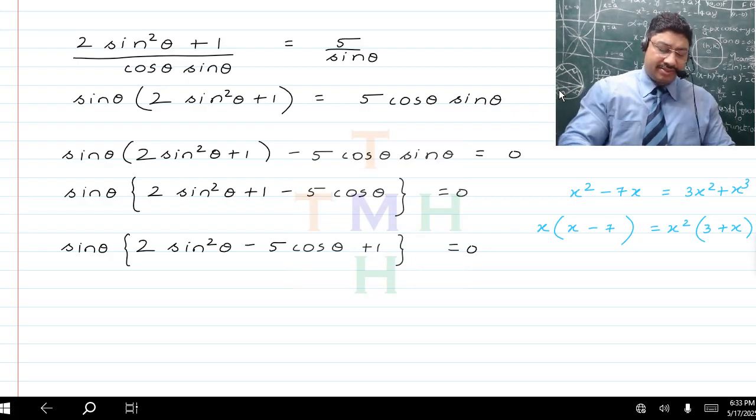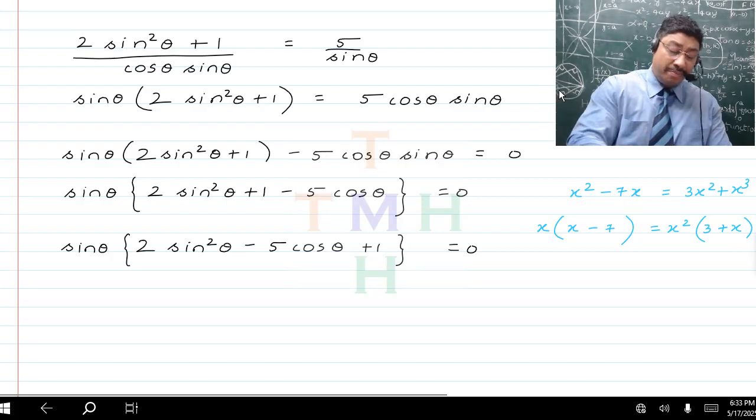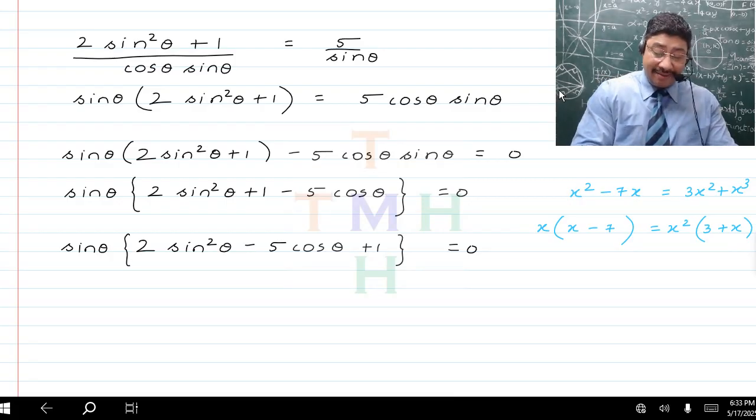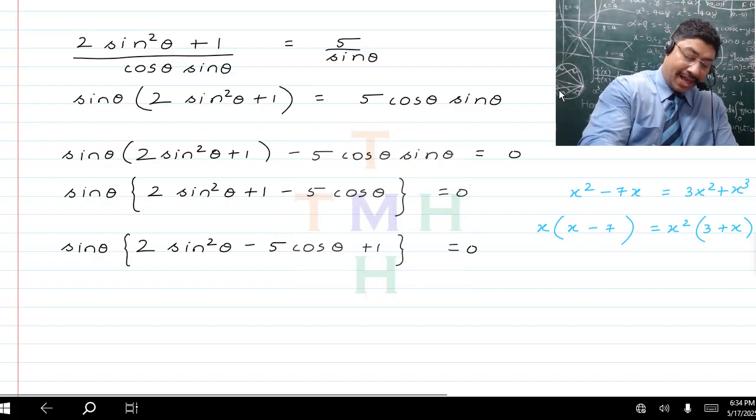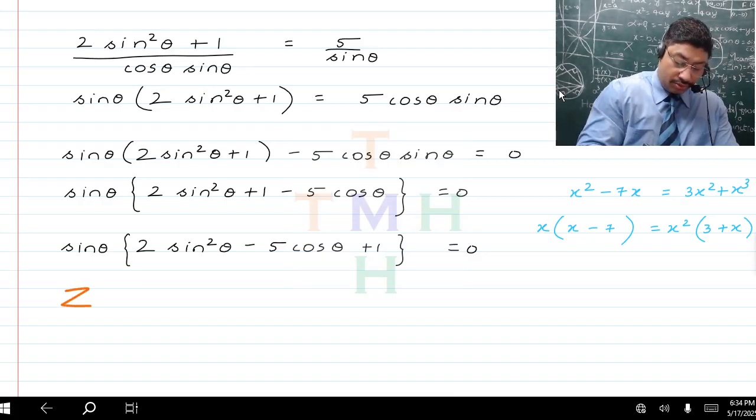So here, in a similar way, what we do is we will not be cancelling the sine theta when we can, right? Now you can either put sine theta equal to 0, or you can put 2 sine square theta minus 5 cos theta plus 1 equal to 0, right? So here, children, we will be applying the zero product rule.